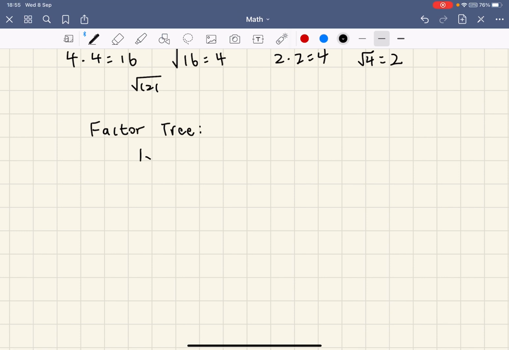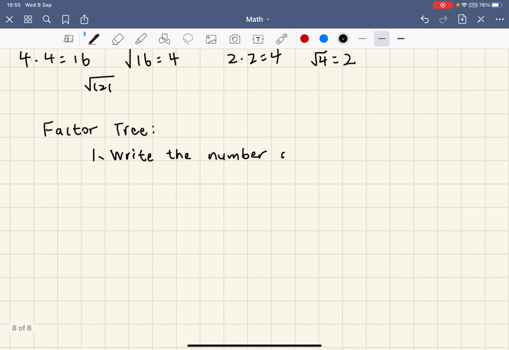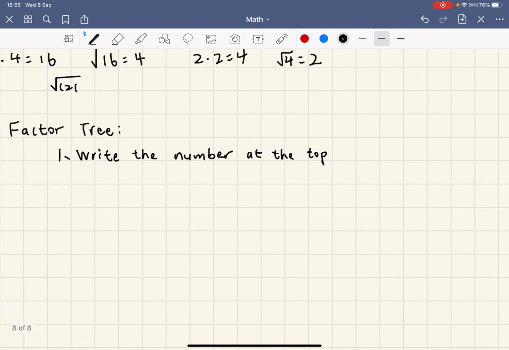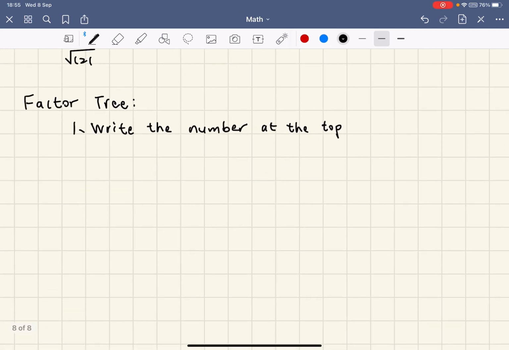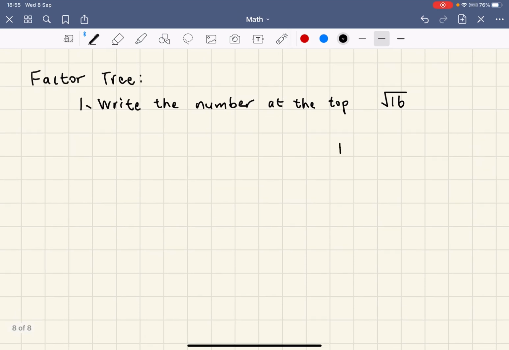The first step is to write the number at the top of your paper. When you need to build a factor tree for a particular number, you start by writing that number at the top of the paper, and this will be the tip of your tree. For example, let's say the question asks you to find the square root of 16. So you write 16 at the top of the page, the tip of your tree.